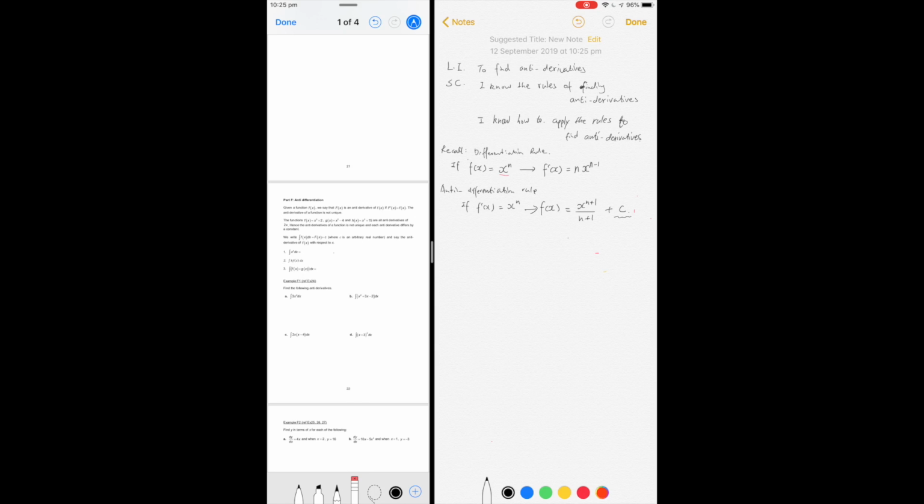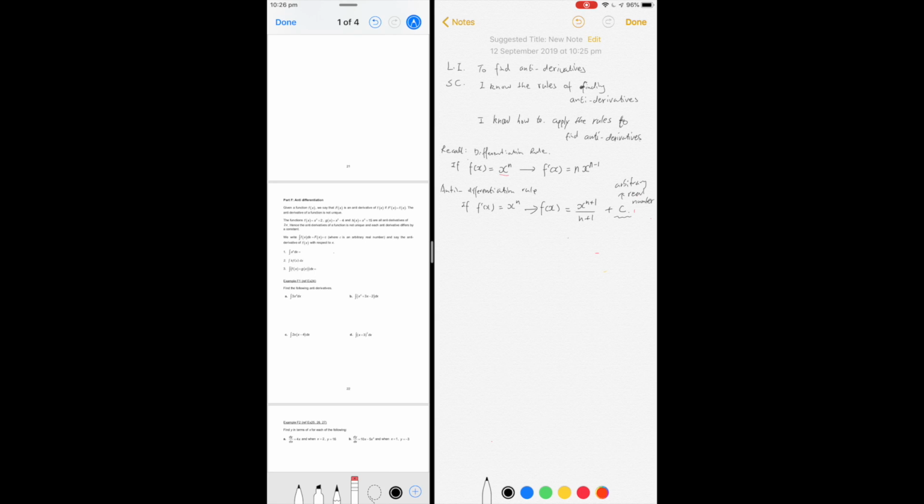Okay, I'll talk about that today. C is the arbitrary real number. I'll talk about it a bit later, arbitrary real number. So this is the anti-differentiation rule.